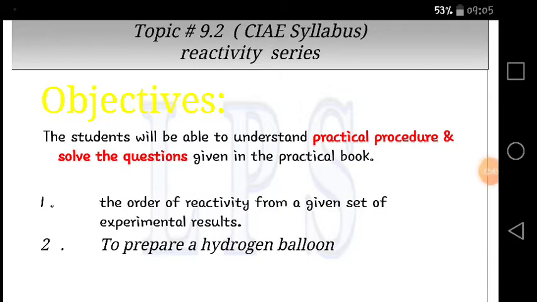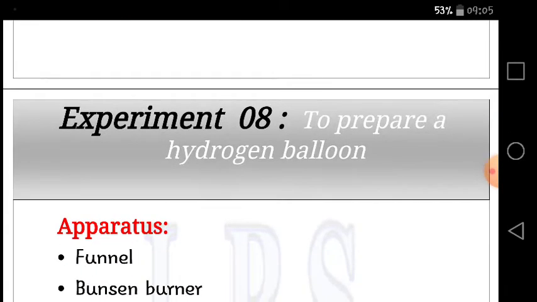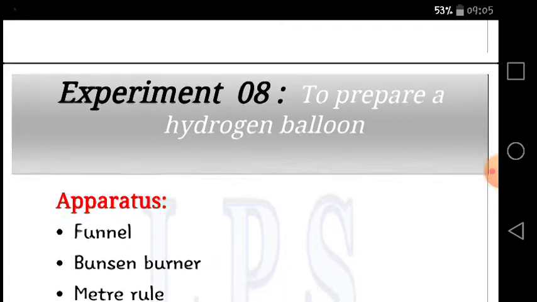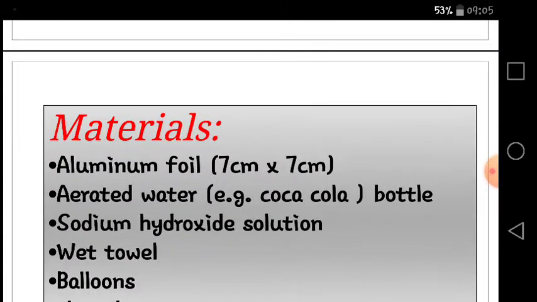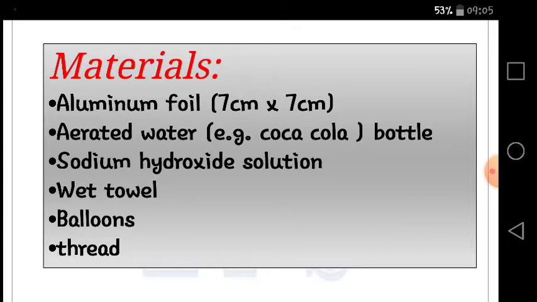Dear students of LPS, now we are moving towards the achievement of these objectives, and for this purpose we have to prepare a hydrogen balloon. This is experiment number 8 according to your book, and for this experiment we need the apparatus. We need a funnel, a Bunsen burner and a meter rule. The materials which are required for this experiment are as follows. We need aluminium foil, aerated water, for example a Coca-Cola bottle, sodium hydroxide solution, a wet towel, balloons, and a thread.